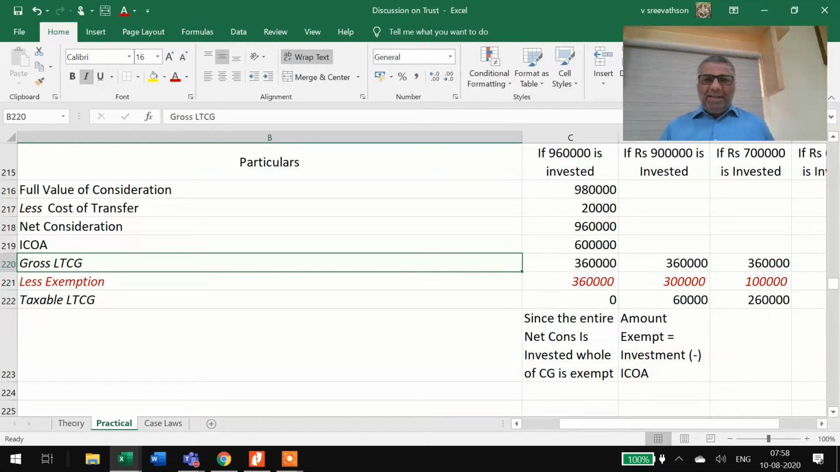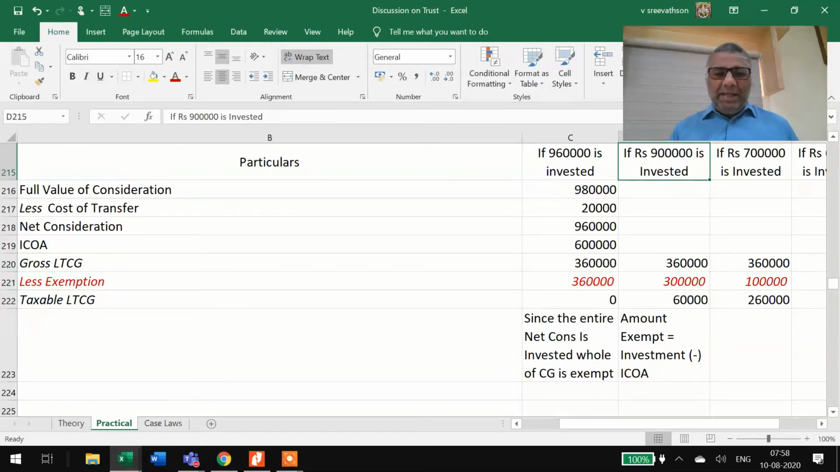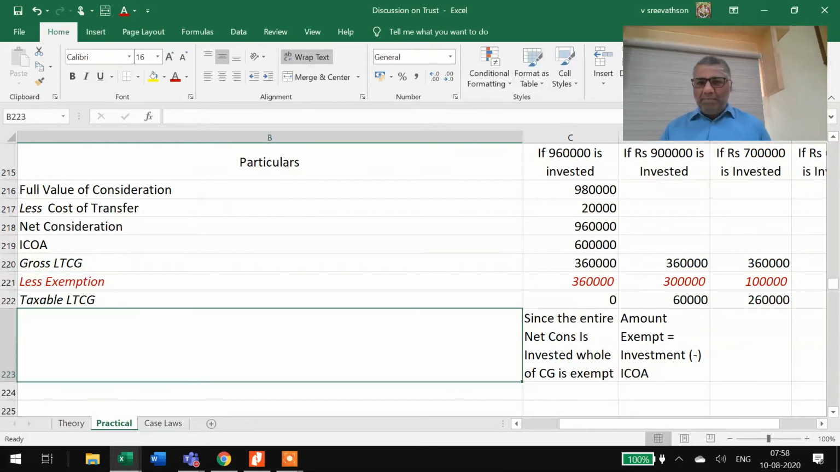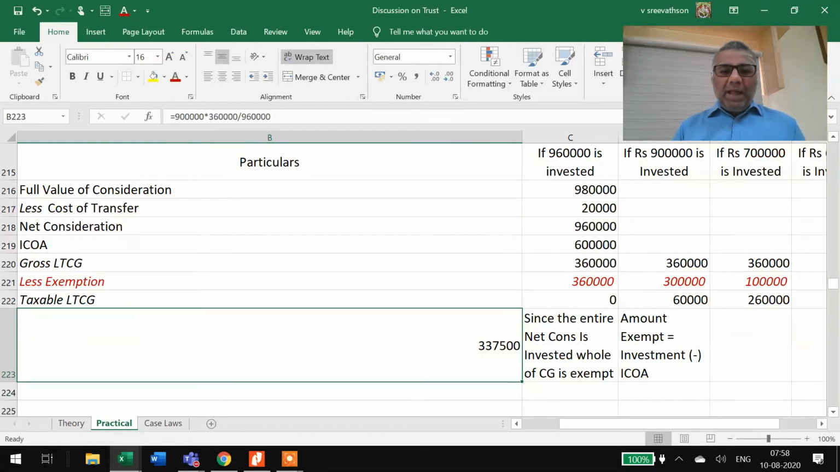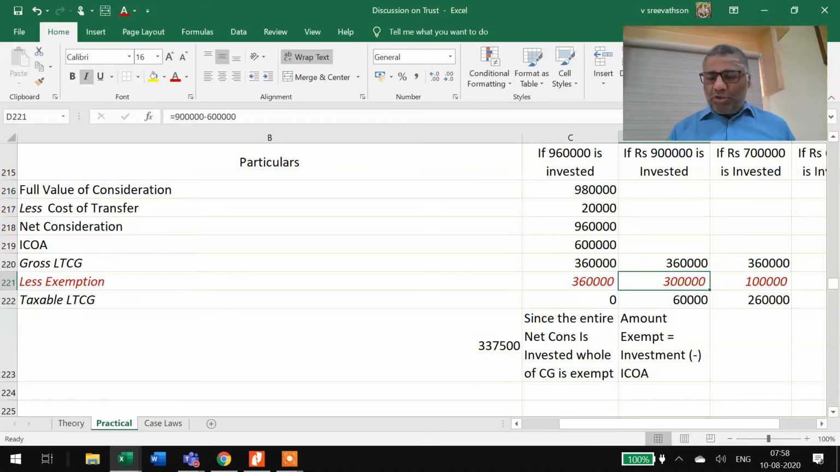Normally, wherever net consideration needs to be invested, if only part of the net consideration is invested, for example only 9 lakhs is invested, the formula will work like this: 9 lakhs, that is the amount invested, into gross LTCG 3,60,000, divided by net consideration of 9,60,000. So the gain is 3,37,500. The exemption will be 3,37,500 and not 3 lakhs.